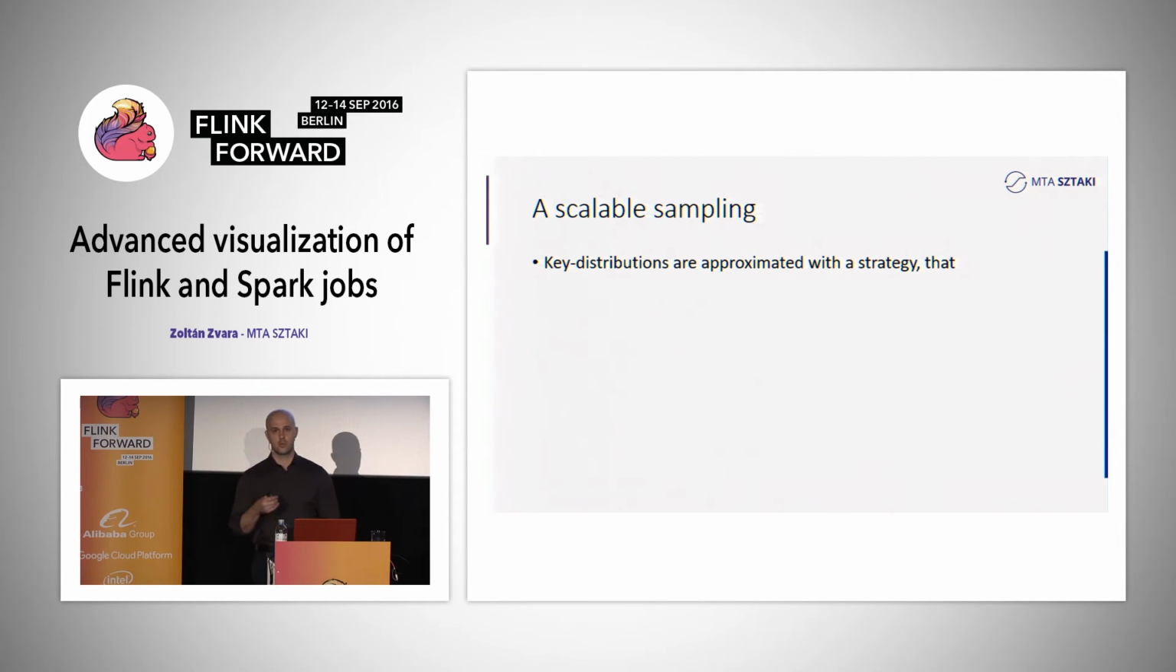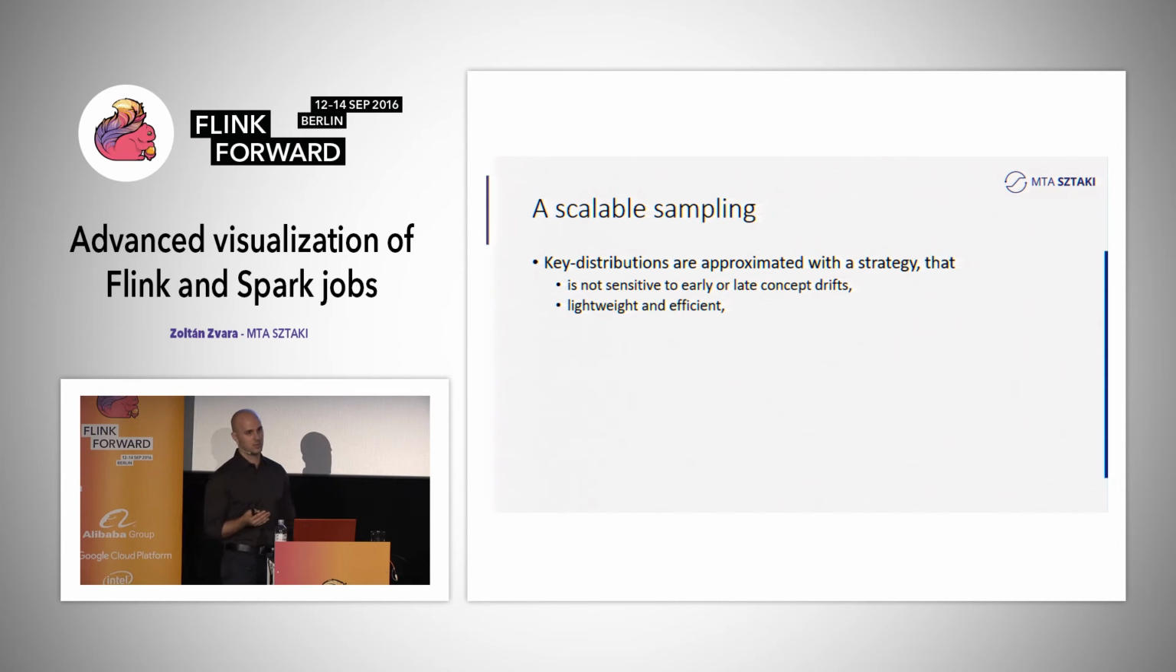And for that, of course, you need to have a very nice scalable sampling solution, and we have developed this solution. In contrast to other solutions, this is very similar to something that you would call counter-based sampling. So we are basically approximating the key distribution with a strategy that should not be sensitive to early or late concept drifts. Let's say, for example, when you have a streaming job, it has to be lightweight and efficient. Of course, we don't want to put too much overhead on the system. We do not want to do less by trying to do more.